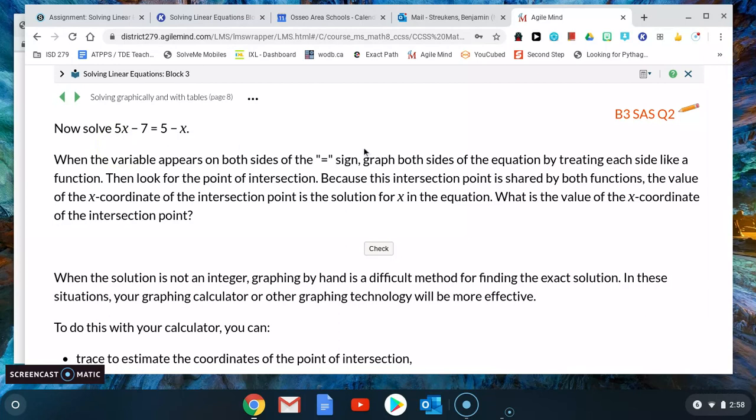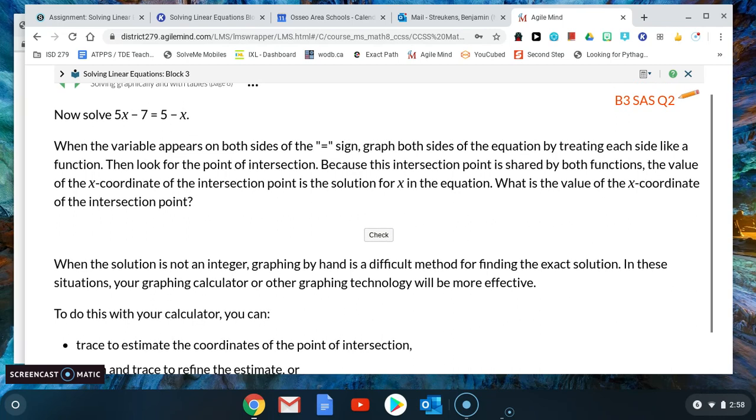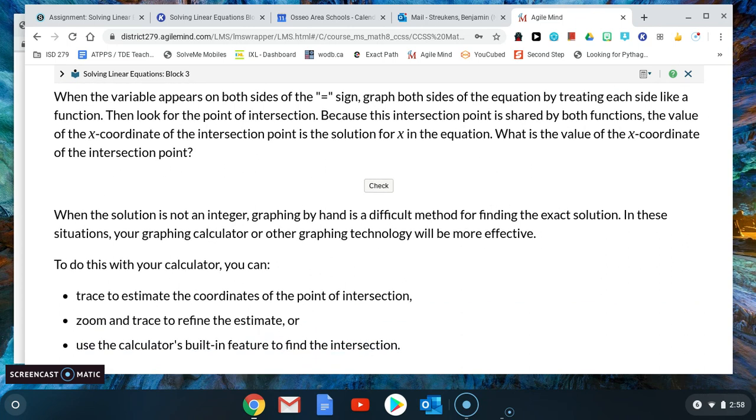On the next page, we are going to look at an equation that has 2 sides to it. So it says now solve 5x - 7 = 5 - x. Now it says when the variable appears on both sides of the equal sign, we have to graph both sides of the equation by treating each side like a function. Then look for the point of intersection. Because this intersection point is shared by both functions, the value of the x coordinate of the intersection point is the solution of x in the equation. What is the value of the x coordinate in this intersection point?